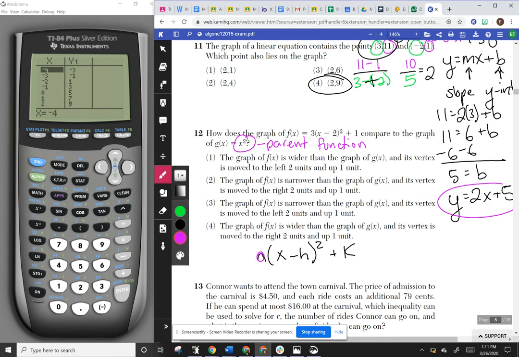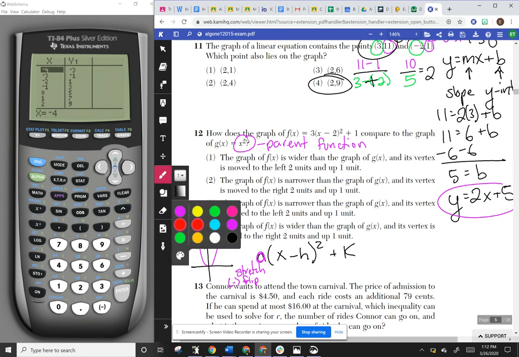And a is going to stretch, so if this is our parent function, it's just this regular old parabola. So it's going to stretch it by making it narrow or wider. And if it's negative, it's going to flip upside down. So I'm just going to write flip.